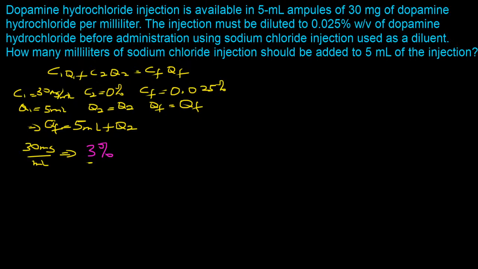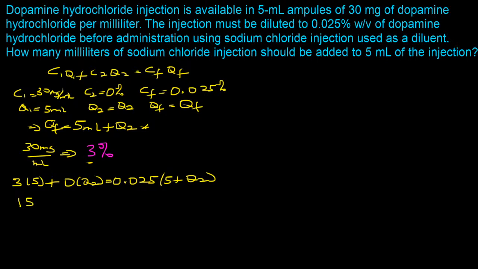So we have 3 times 5 plus 0, which is the concentration of your diluent, times Q2 being equal to 0.025 times QF, which is Q final, but we're going to put the 5 and then the Q2 in place of the QF because we are making use of this particular equation. So we can go ahead and do the algebra.